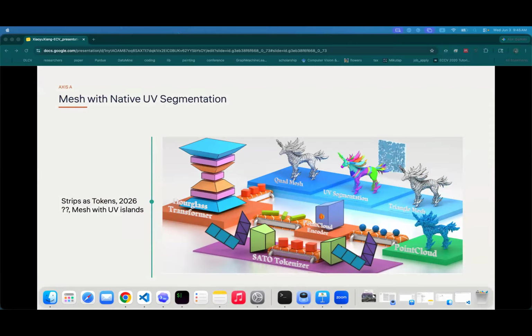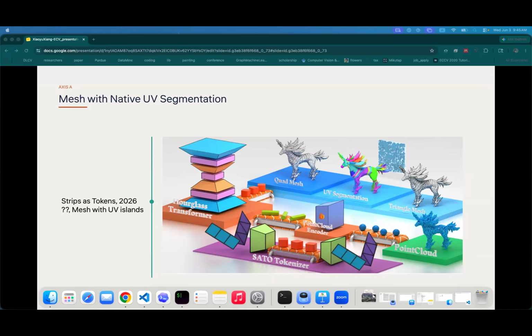There's a recent paper, Strips as Tokens, that represents a mesh as connected strips. So the generation order follows a natural, artist-like edge flow of the surface. This gives the model a better inductive bias for learning clean topology and artist-like flow for surfaces. More importantly, it can also insert UV island boundary tokens into the sequence. So the model generates geometry and at the same time learns how the surfaces should be partitioned for UV unwrapping. This is very important because UV unwrapping is not just a mechanical step. It also reflects the semantic and geometric decomposition.